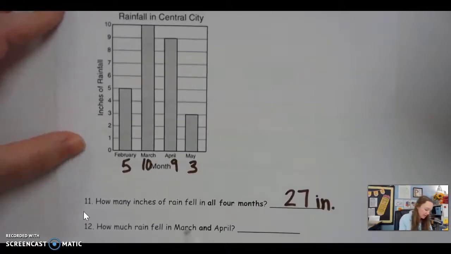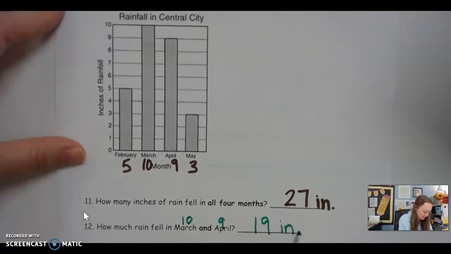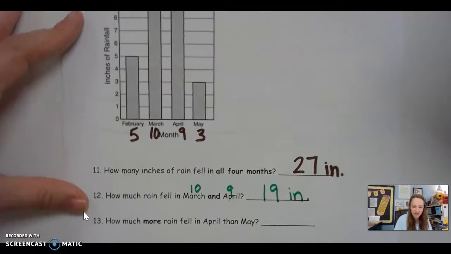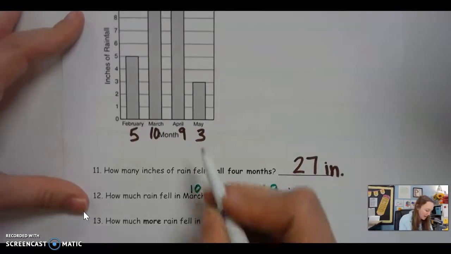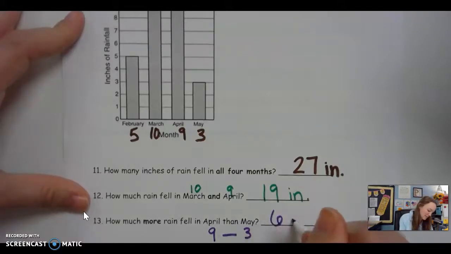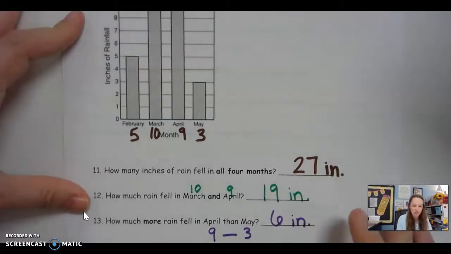All right, how much rain fell in March and April? So March had 10 inches and April had 9 inches. So 10 plus 9 is 19 inches. And number 13, how much more rain fell in April than May? April had 9 and May had 3. So how much more means we subtract. 9 minus 3 is 6 inches.